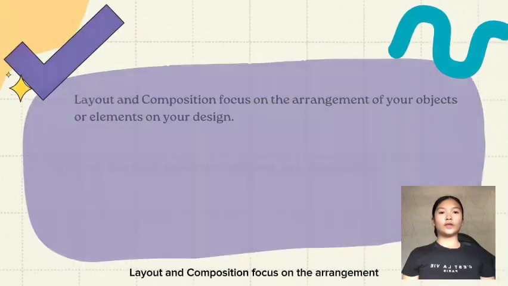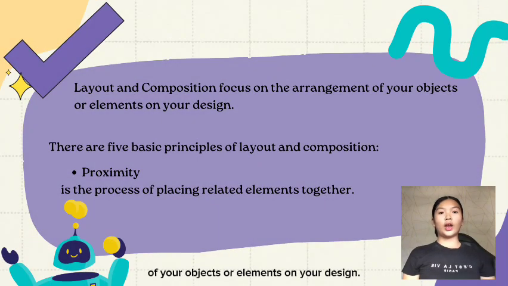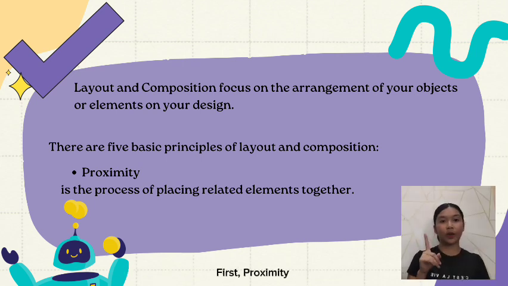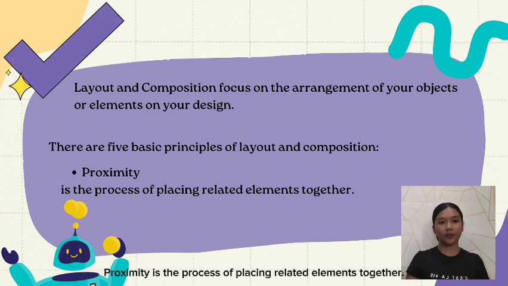Layout and composition focus on the arrangement of your objects or elements in your design. There are 5 basic principles of layout and composition. First, proximity. Proximity is the process of placing related elements together. For example, block text or graphics that are related should be grouped together to make your design easier to understand.